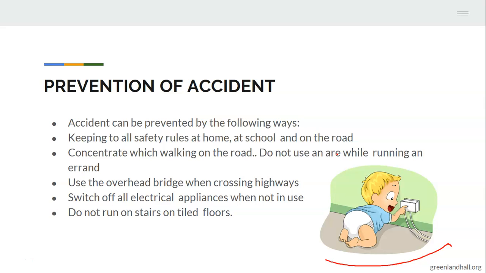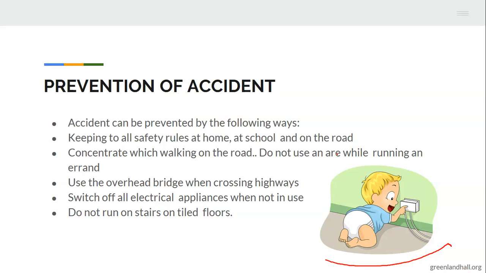Then the next point says use the overhead bridge when crossing highways. I've said that. Use the overhead bridge when you're crossing highways, because it's very dangerous to run and cross the road while cars are plying the highways. So be very, very careful while crossing highways.